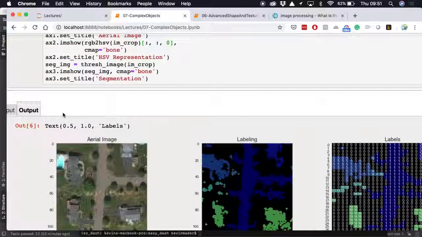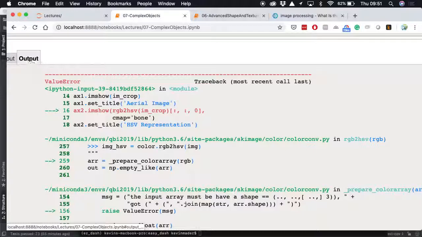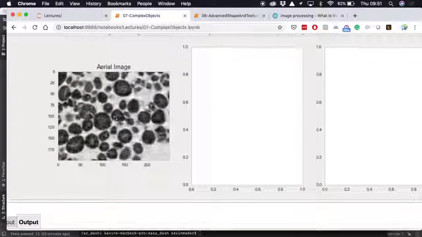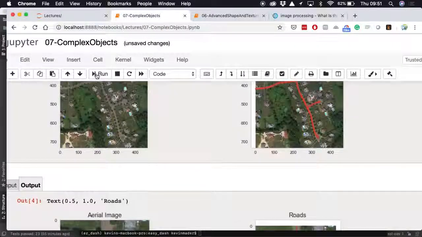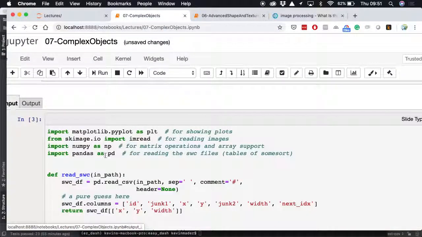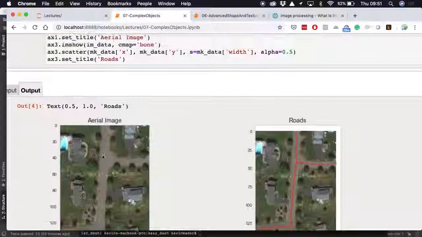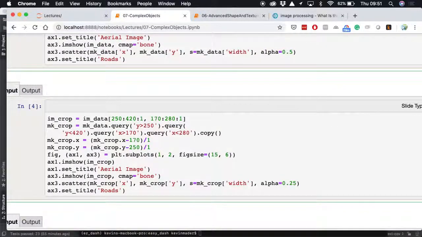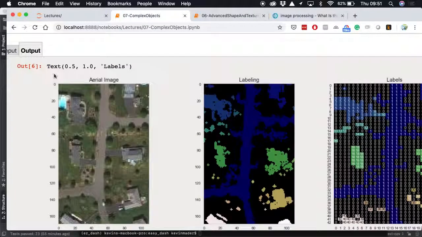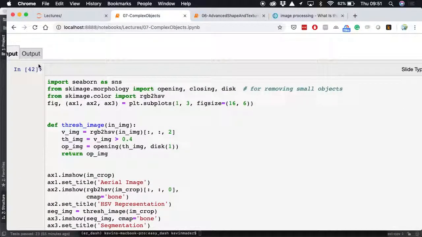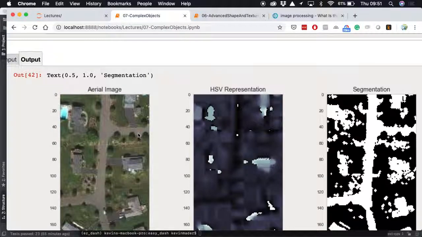Okay. I guess we can come. Oh no, there it is. Loaded the wrong image. Okay, so there we are.